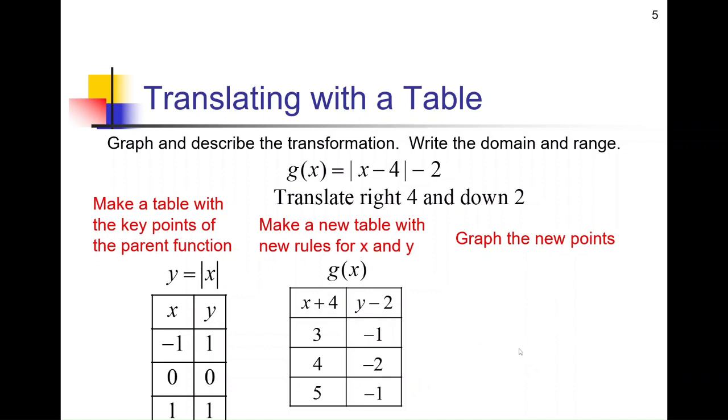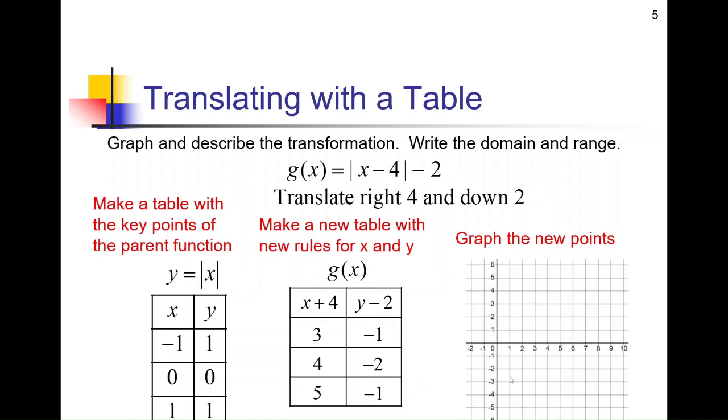Let me go to a graph now, and you're going to have to set your own axes for these. I noticed that I'm over to the right, and so I'm going to make my y-axis a little bit to the left just to give myself a little more room over here. So you have to play it by ear or eye, as it were. Let me graph these now. We've got 3 comma negative 1. That's going to be right there. And 4 comma negative 2. And then we've got 5 comma negative 1.